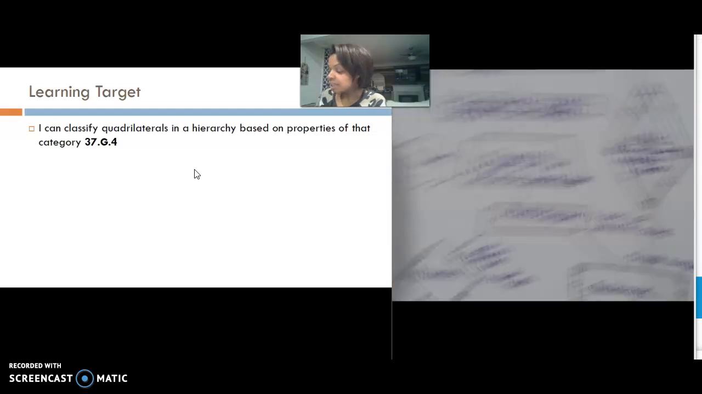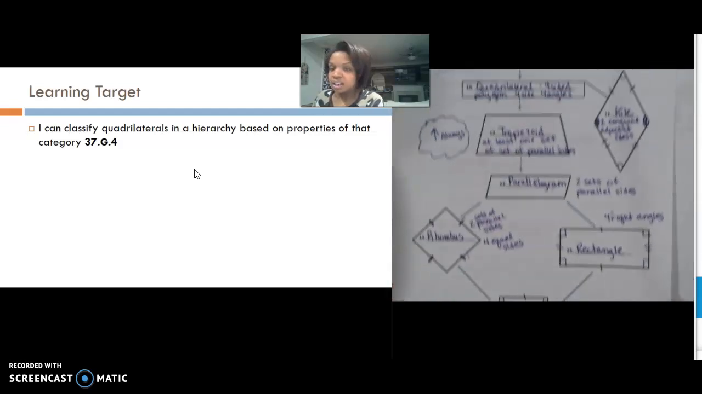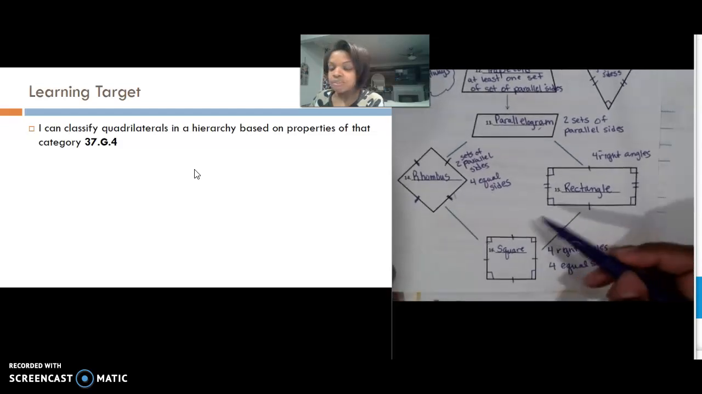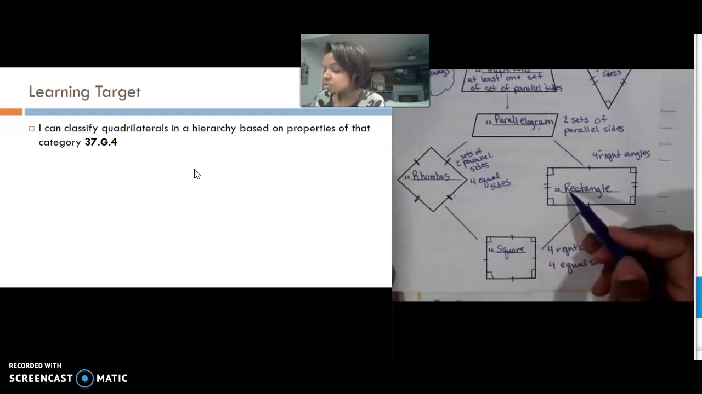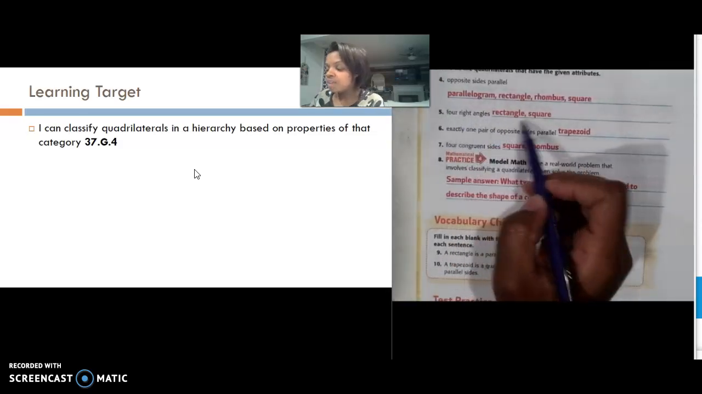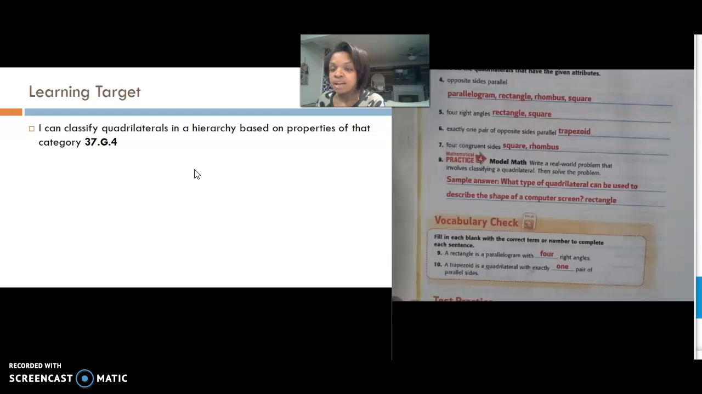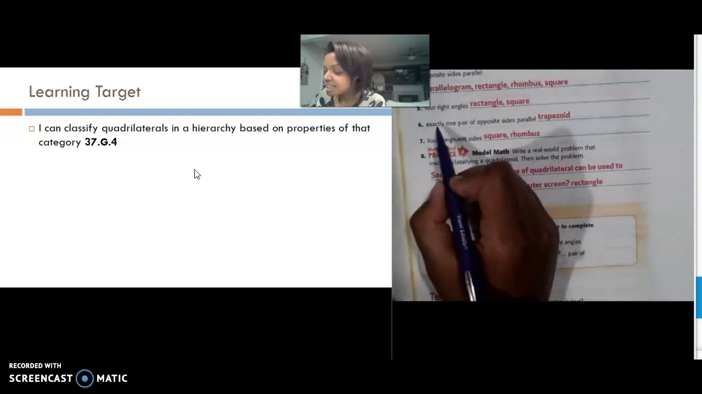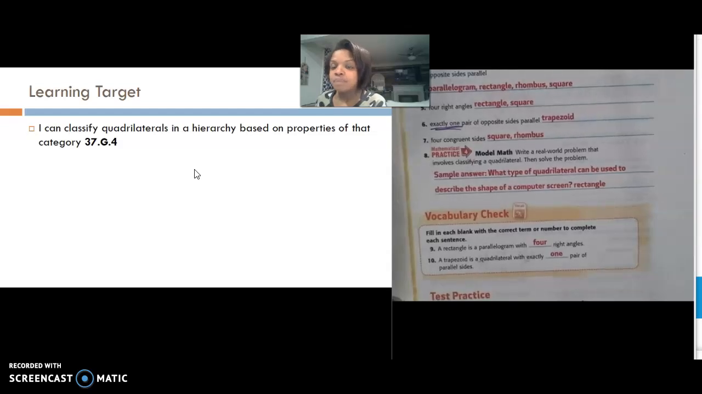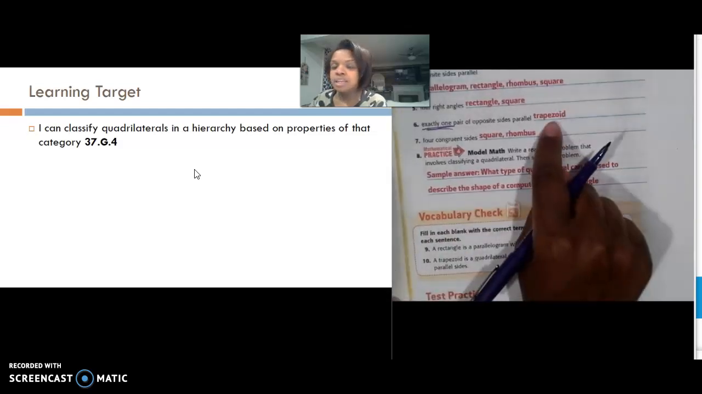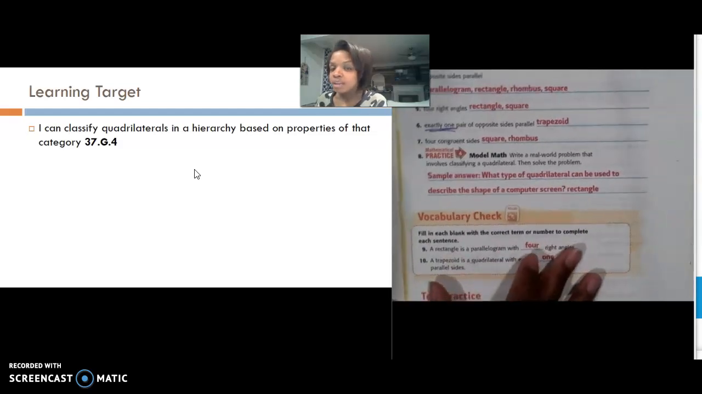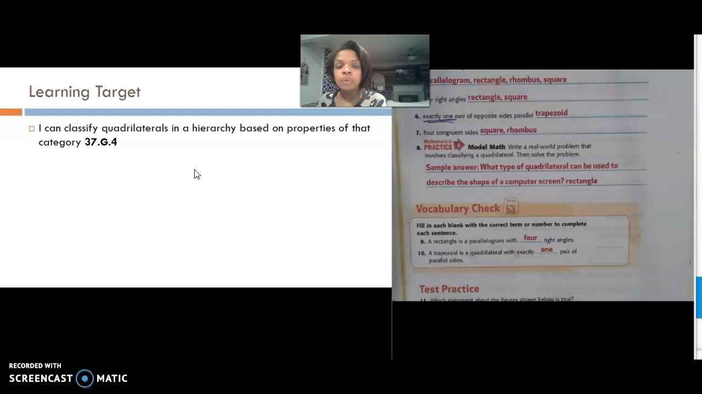Okay? Has 4 right angles. So let's go back and look at our hierarchy. None of these other shapes have to have 4 right angles except for a square and a rectangle. So for number 5, a rectangle and a square have 4 right angles. Okay, number 6, exactly 1. Okay, so has exactly 1 pair of parallel sides, and that would be a trapezoid. It only has 1 pair.